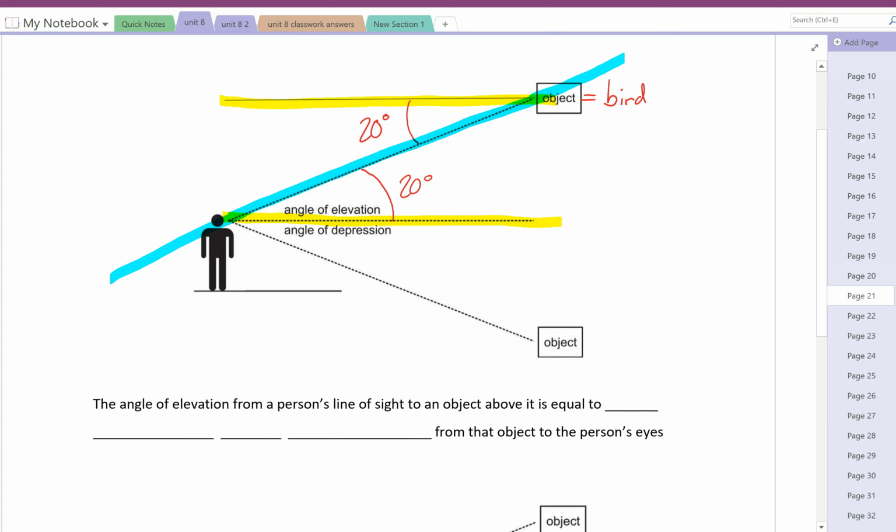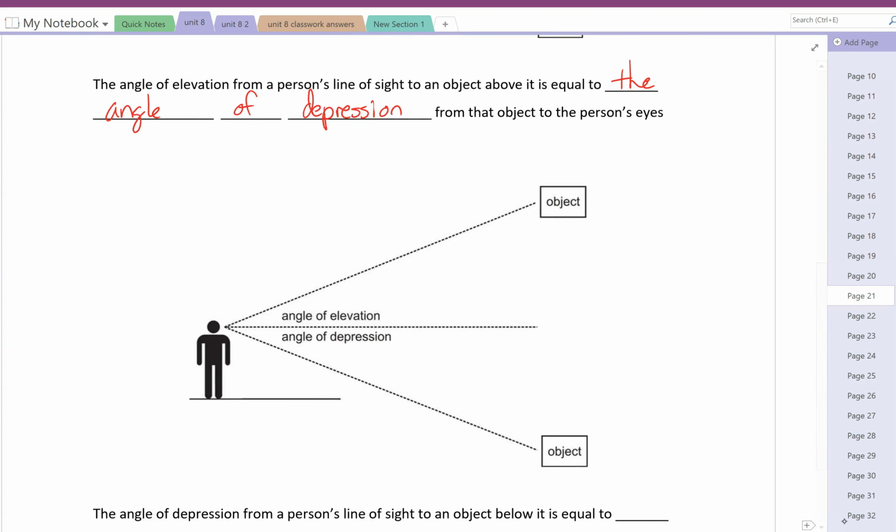So to fill in these blanks here, the angle of elevation from a person's line of sight to an object above it is equal to the angle of depression from that object to the person's eyes. Okay? And as you can imagine, it works the other way.